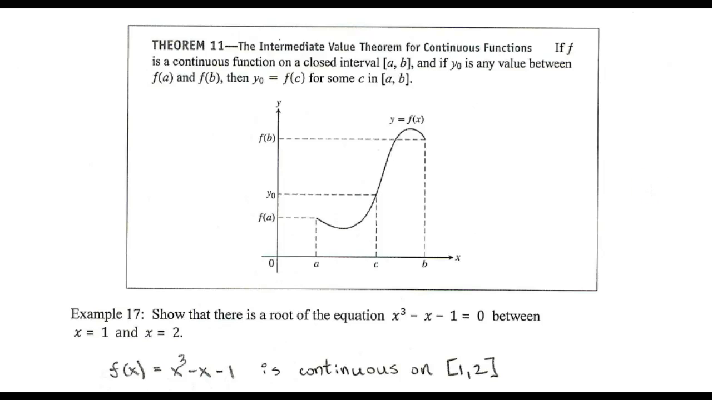Okay, we're to our last example in section 2.5 on continuity. Before I do example 17, though, I want to look at theorem 11 together. This is called the intermediate value theorem for continuous functions.